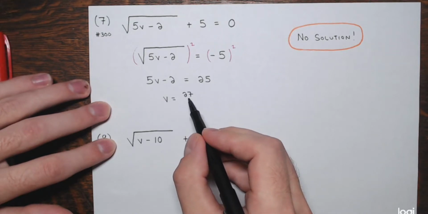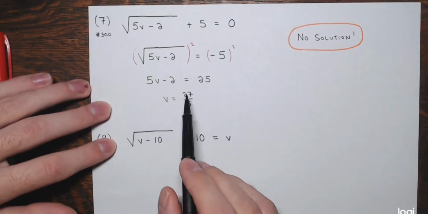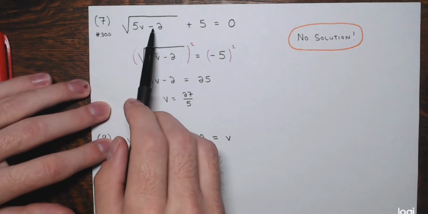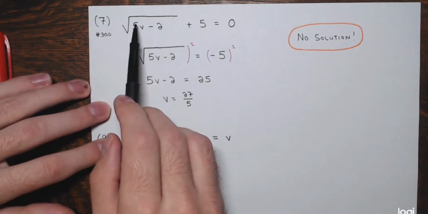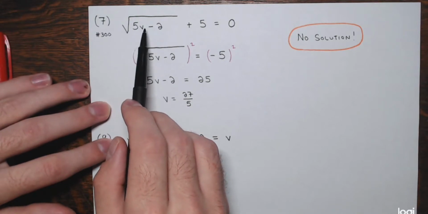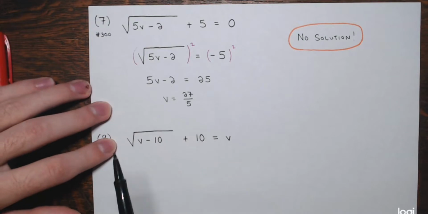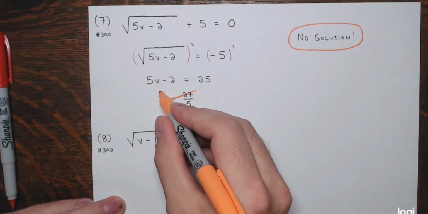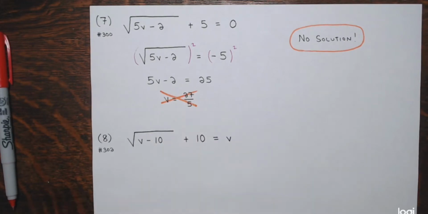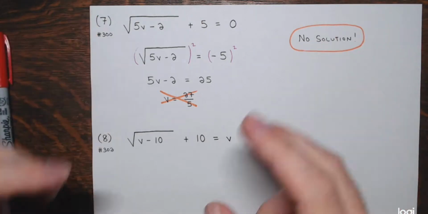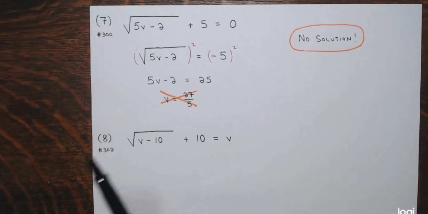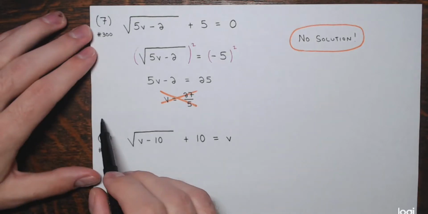Right, 27 fifths. Now if you were to plug this in, 5 times 27 fifths would be 27, minus 2 would be 25. The square root of 25 they're asking for here is the positive one, positive 5. And then you'd be saying 5 plus 5 equals 0. 10 equals 0. That is not true. So I'm going to put a big X through this. That is not a solution. It's an extraneous solution. And all the solutions I found didn't work. So the equation has no solution. Alright? Great.